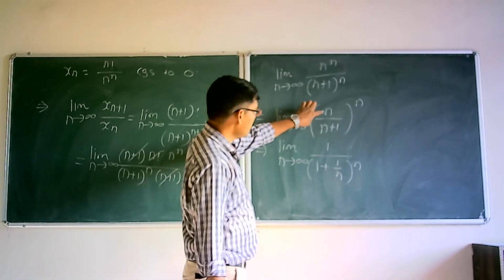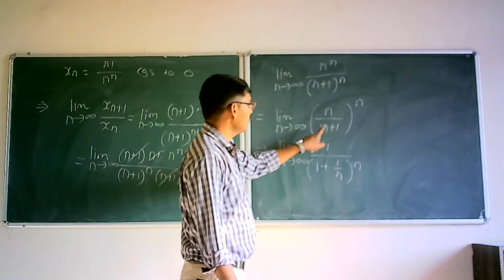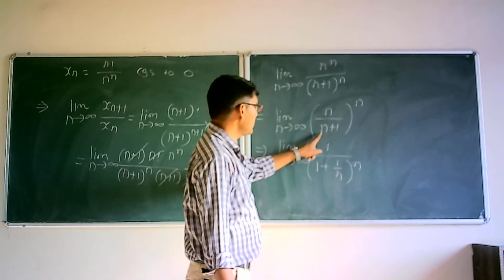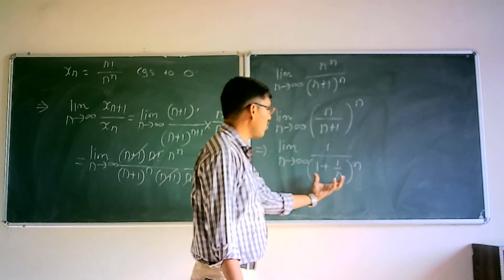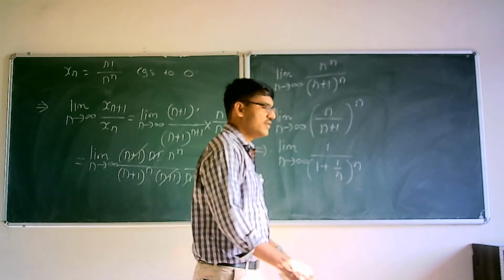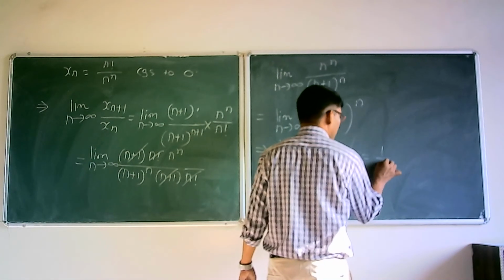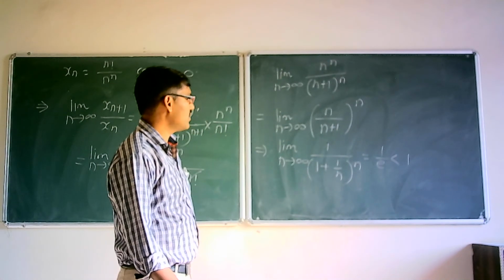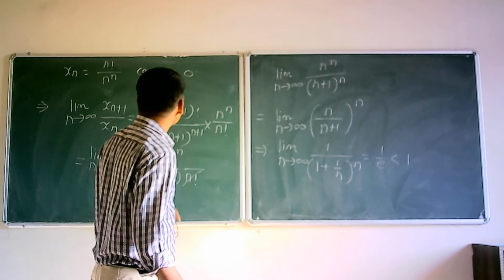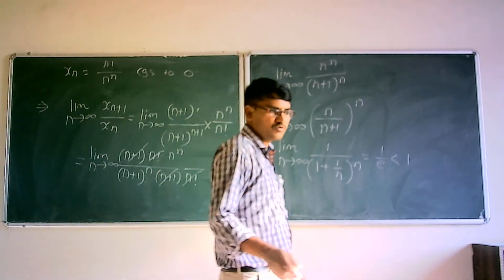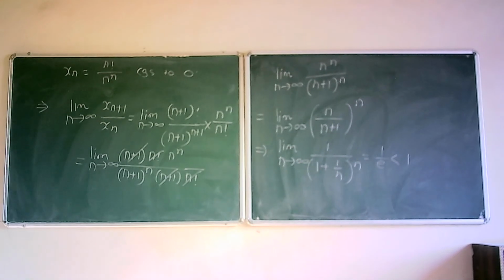Okay, we can write this n as divided by n. So 1 divided by (1 + 1/n)^n, but all of you know that the value of this limit is e. So this sequence converges to 1 upon e, which is less than 1, and therefore by the D'Alembert ratio test, this sequence converges to 0. So we are going to stop here for today.